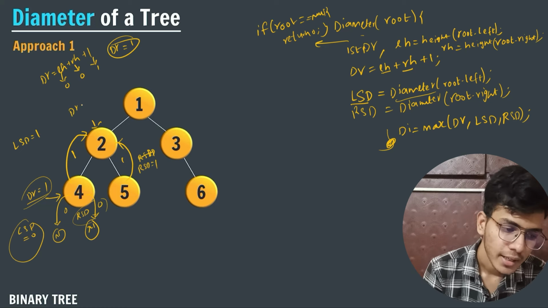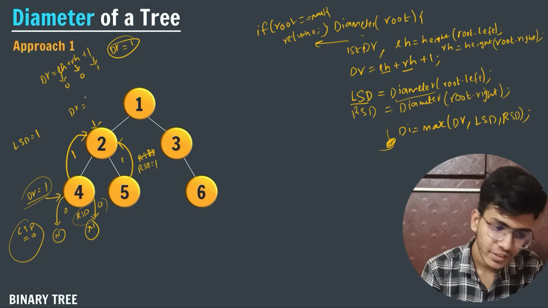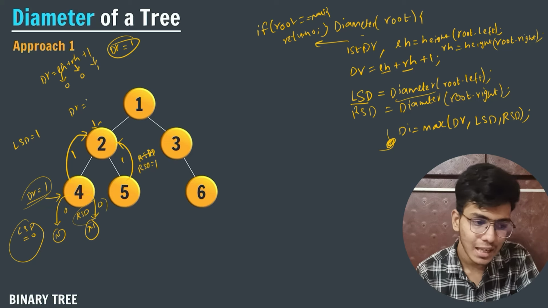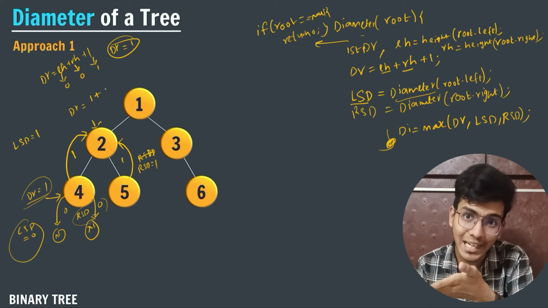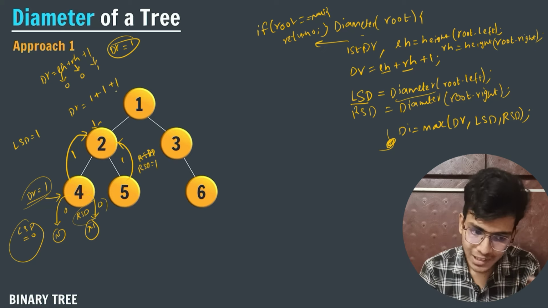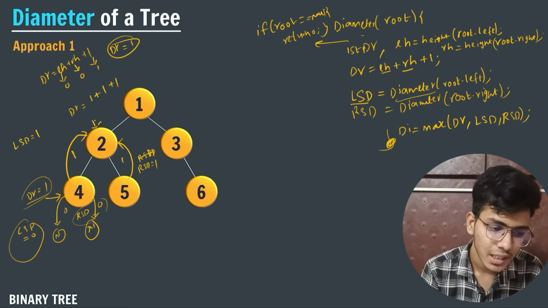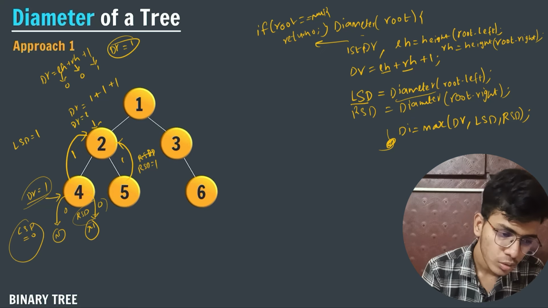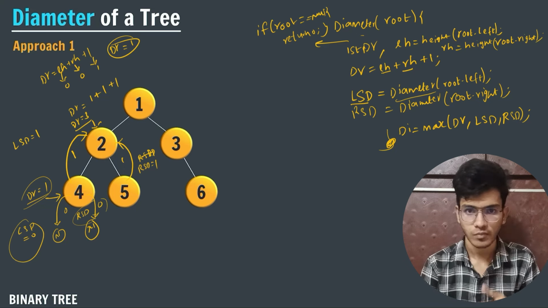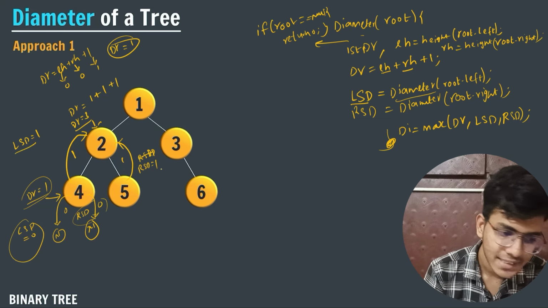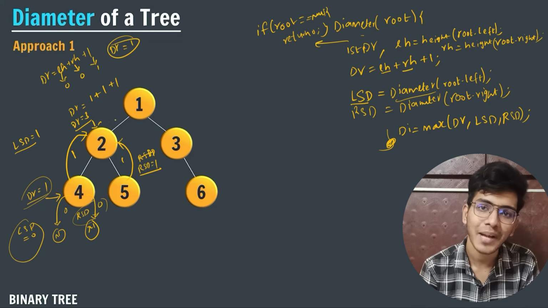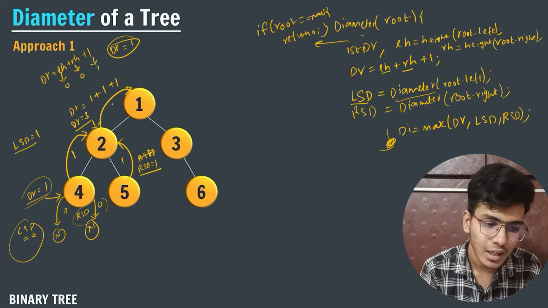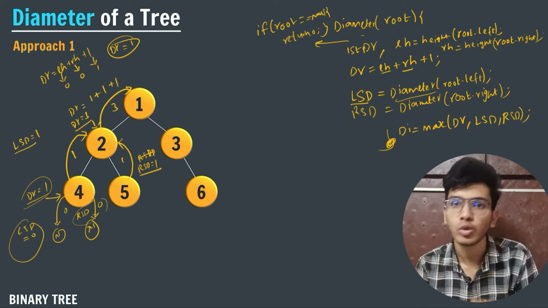After this, diameter through root is left height plus right height plus 1. What is the left height for root 2? It is 1. And what is the right height for root 2? It is 1, plus itself 1. So diameter through root will become 3, right? Now the LSD is 1, RSD is 1, and diameter through root is 3. So which one is maximum? I will return that. So I will return 3 to my root node.